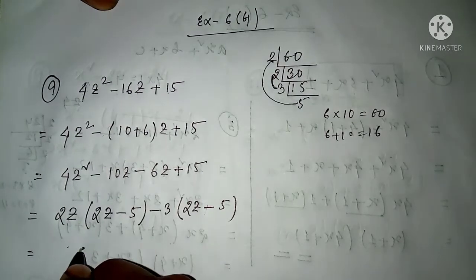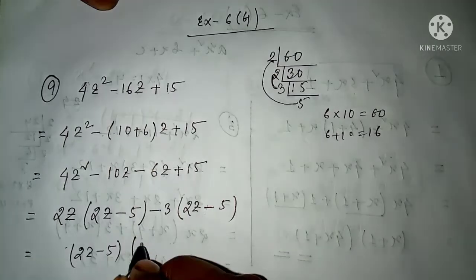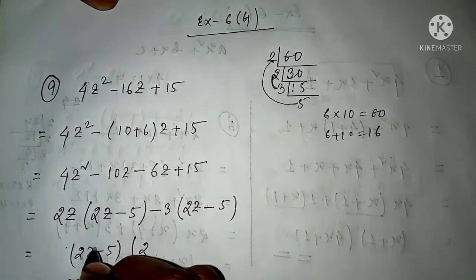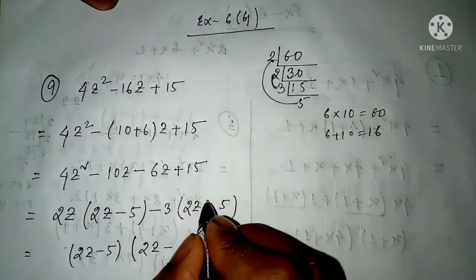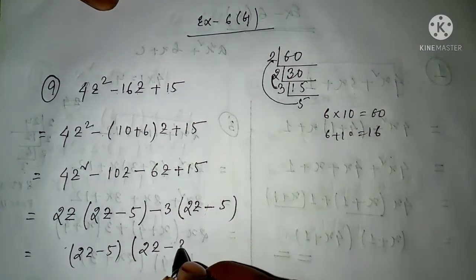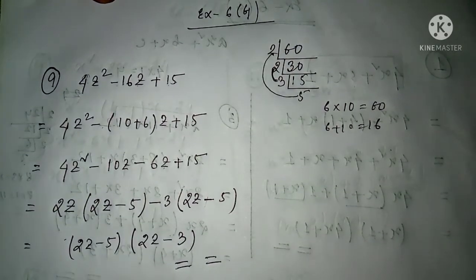Then from here you take 2z minus 5 as your common. Then from here 2z minus 5 is taken out, then 2z will remain here, then minus, 2z minus 5 is taken out, so minus 3 will remain. So this is our answer to the 9th number question.